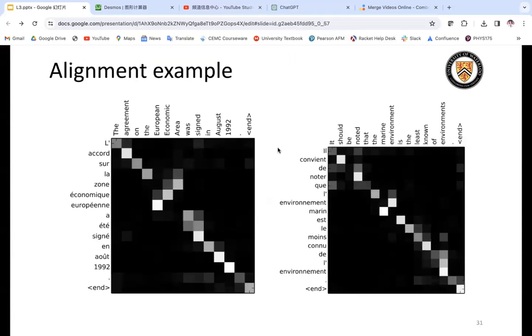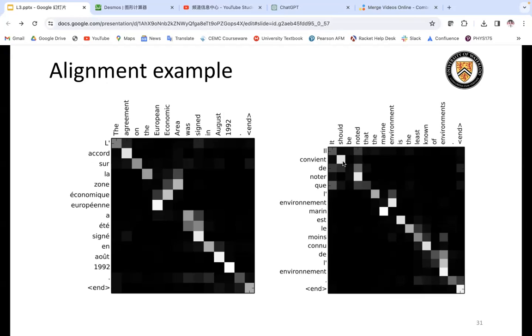Now let's show some examples of alignment. So for example, let's say we are translating the sentence, the agreement on the European Economic Area was signed in August 1992, and we want to translate to French. So here, the brighter the box means more correspondence. So for example, agreement is related to the French word accord, or for example, on is related to the French word sur.